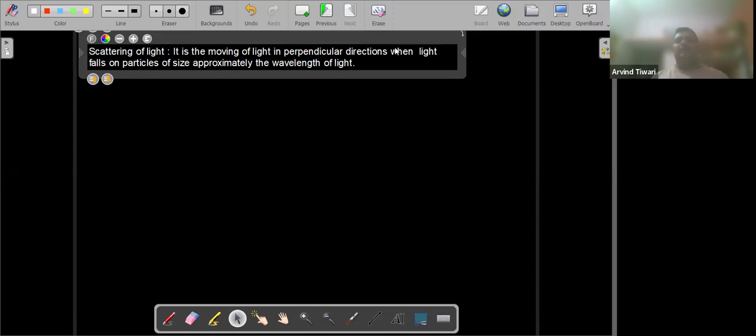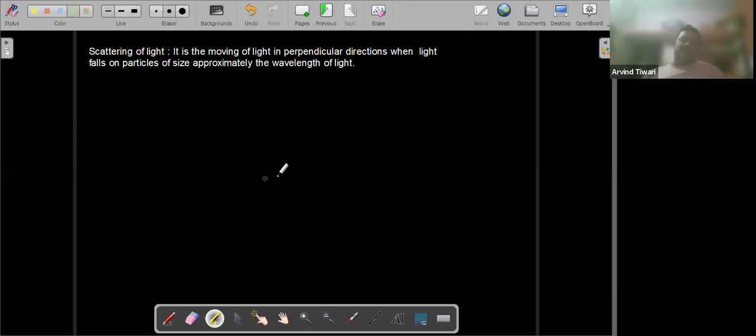Okay. So whenever light falls on such small particles, tiny particles, it will move in its perpendicular directions. It happens something like this. So here you have tiny particles. The size of the particle is approximately the size of the wavelength of light. So when the light comes over here as a wave, it gets scattered in perpendicular directions. It moves in its perpendicular directions like this. So this phenomenon is called the scattering of light, and it is also called the Raman effect.